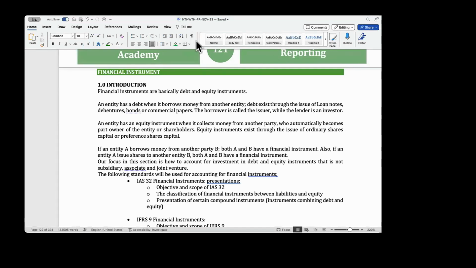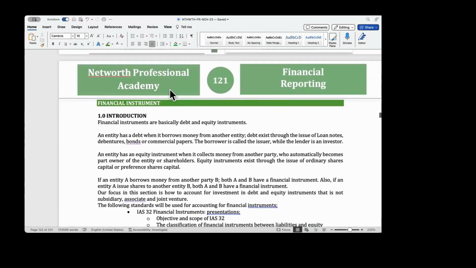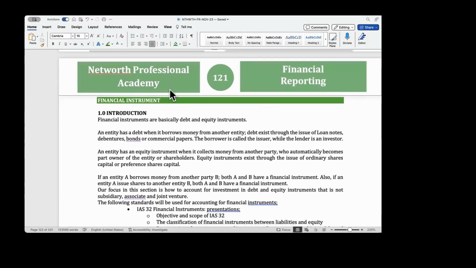So let's start our class for today. Remember that last week we could not hold the class. So let's start what we have in front of us today. Where we are right now is for us to look at a new topic called financial instruments.